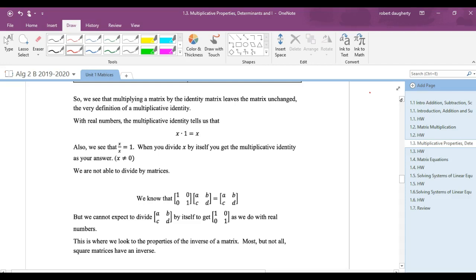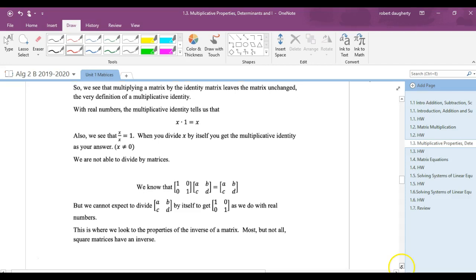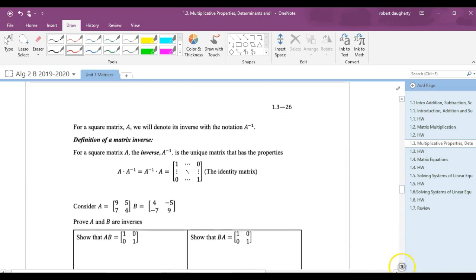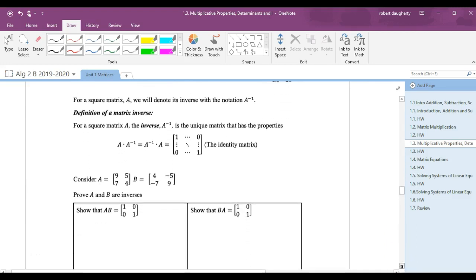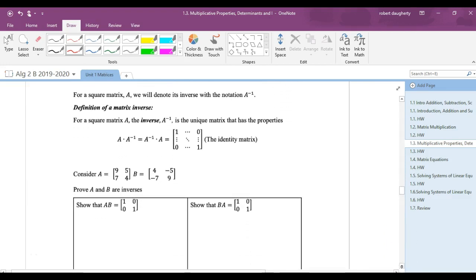So what we need to talk about, instead of dividing by a matrix, is multiplying by what we call the inverse of a matrix. Let's talk about what an inverse matrix would look like, and we're going to talk a little bit more about this in the lesson we have tomorrow. So since we can't divide by matrices, we need to multiply by the inverse of the matrix in order to accomplish this.